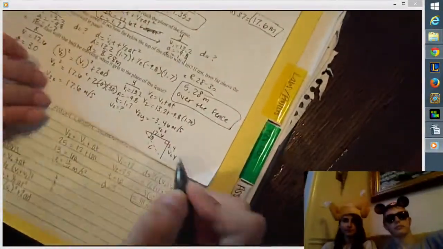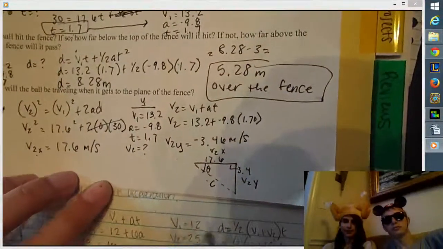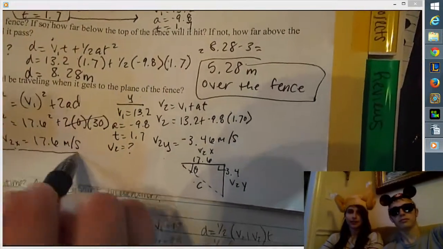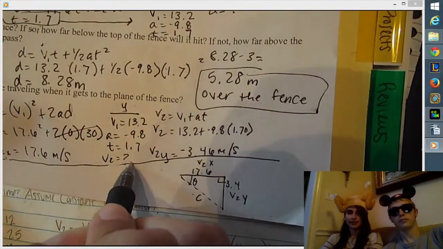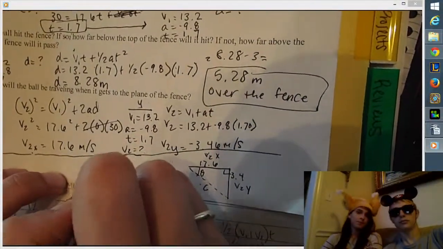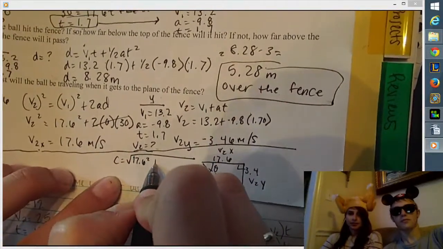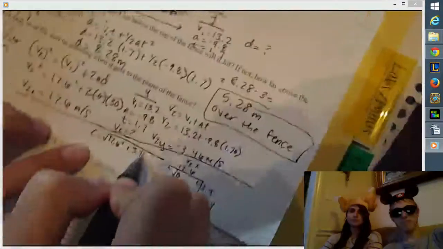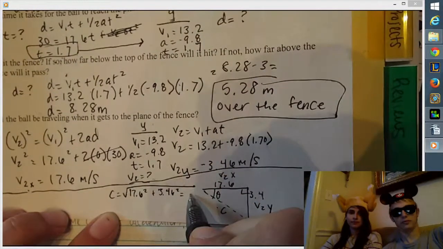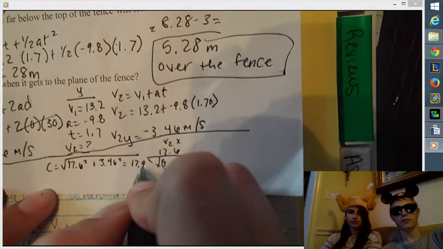You're good. So that's C. So we're going to do a squared plus b squared equals c squared. So that is the component of the two, x and y combined. Since the ball moves in both directions, we're doing both. So C equals the square root of 17.6 squared plus 3.4 squared. It's equal to... Oh, there we go.